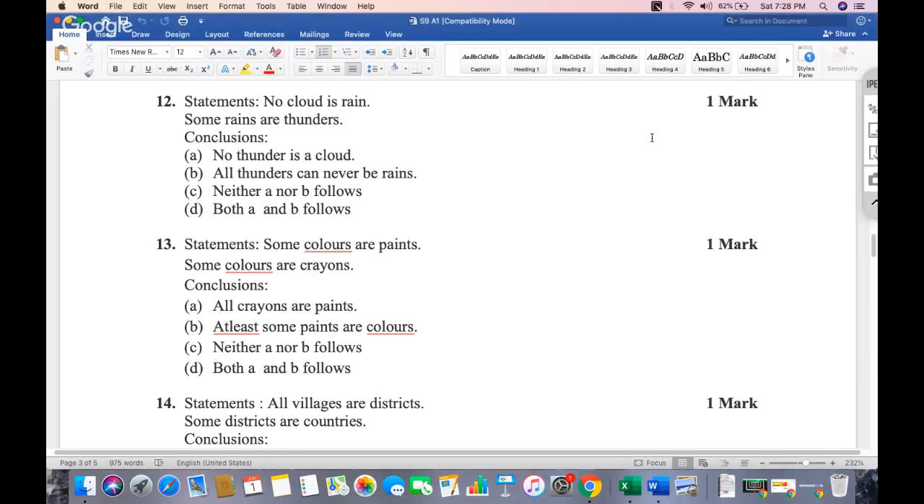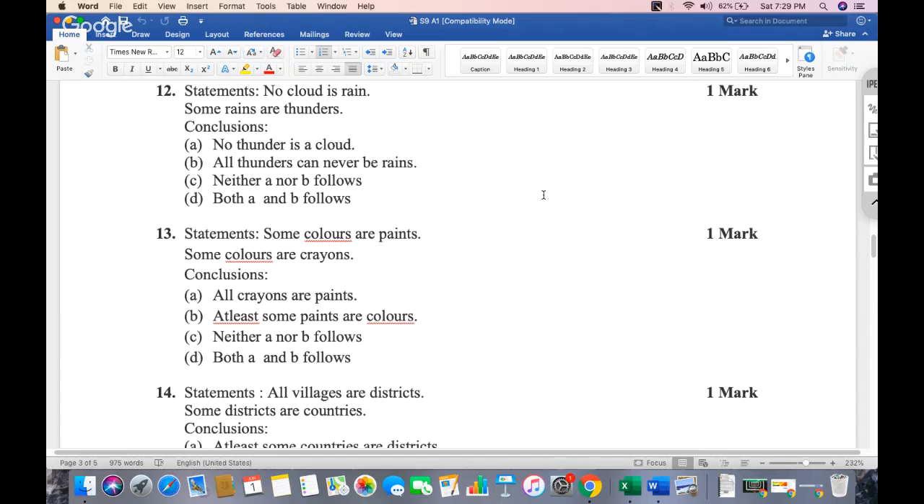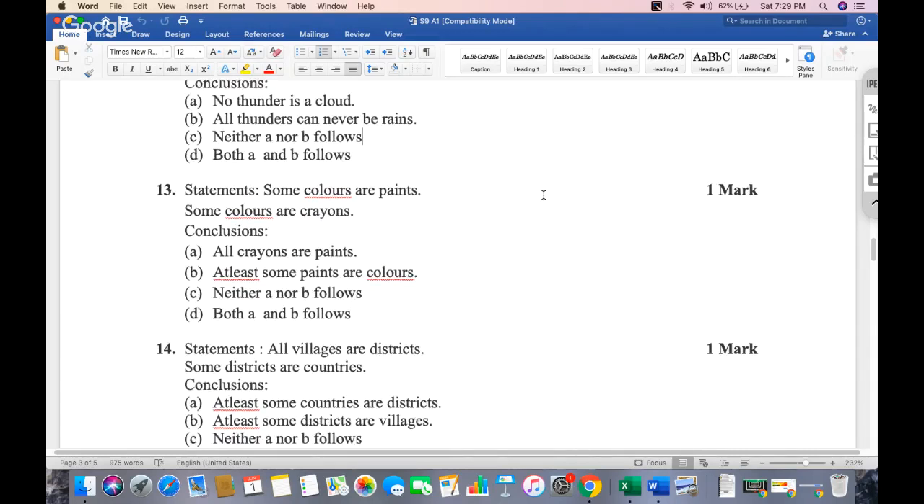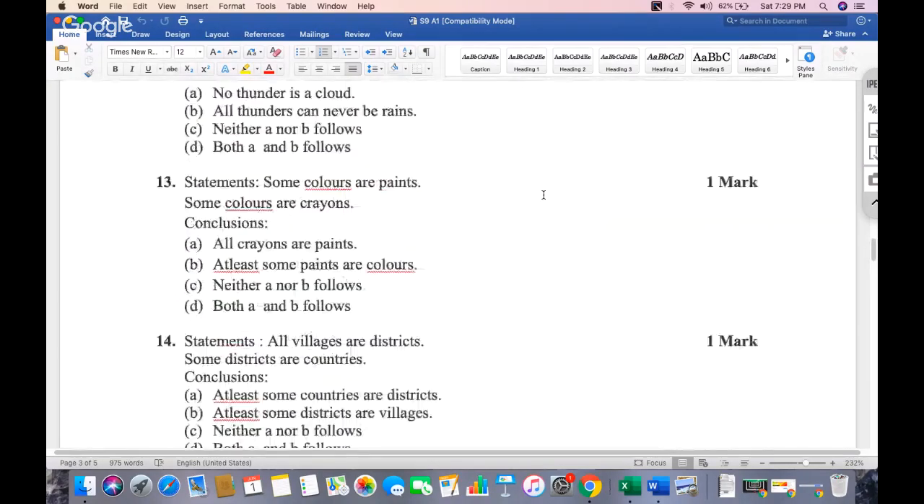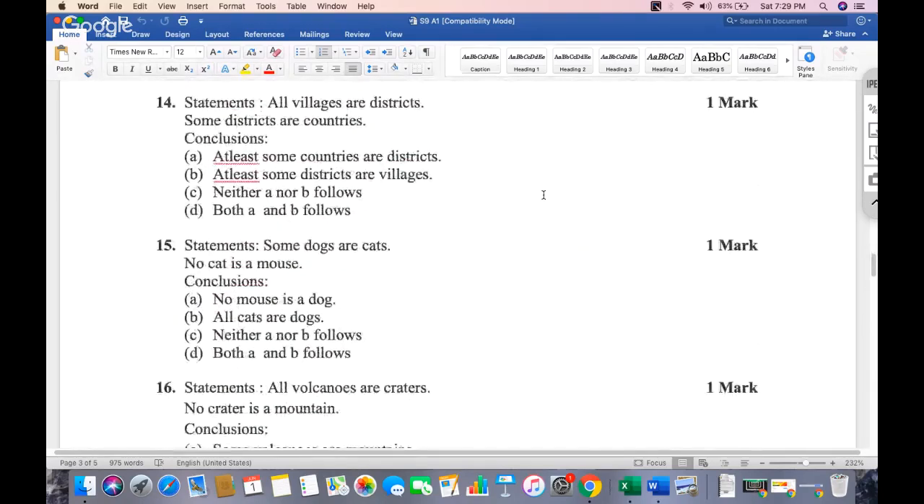So let me check, is there some noise on? So that is why some clouds can be thunder in second case. So no thunder is cloud does not follow. That is why I am saying neither A or B follows. Both A and B is the wrong answer. Question number 14 and 15.